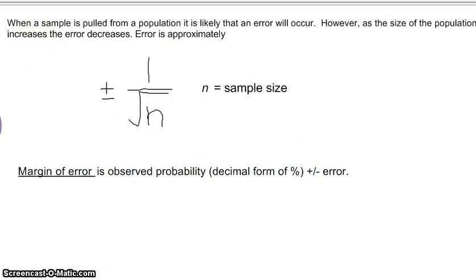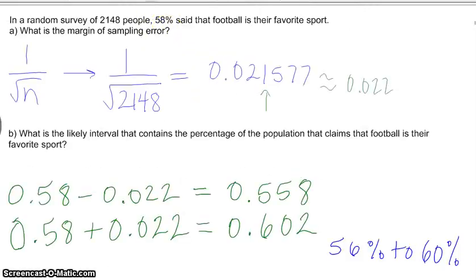This is called sampling error. Very simple calculation: 1 over the square root of your sample size. If you're given the report of how a study goes, they'll give you a percent of how the sample goes and what the margin of error is. So here's how you calculate your margin of error. You add and subtract this to how your study came out. Here's what that looks like.